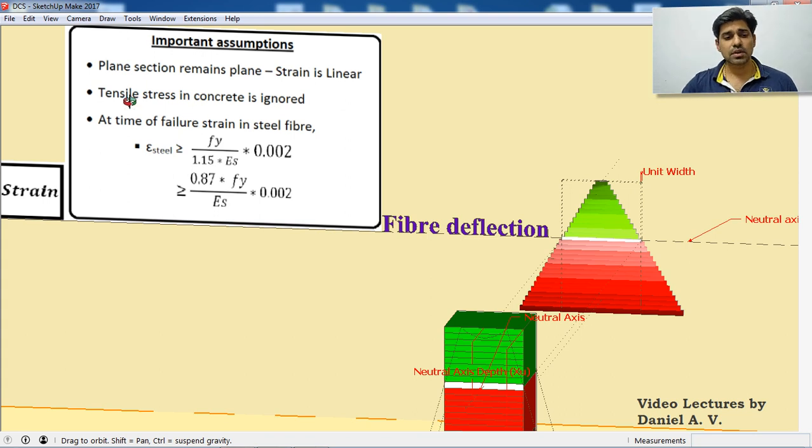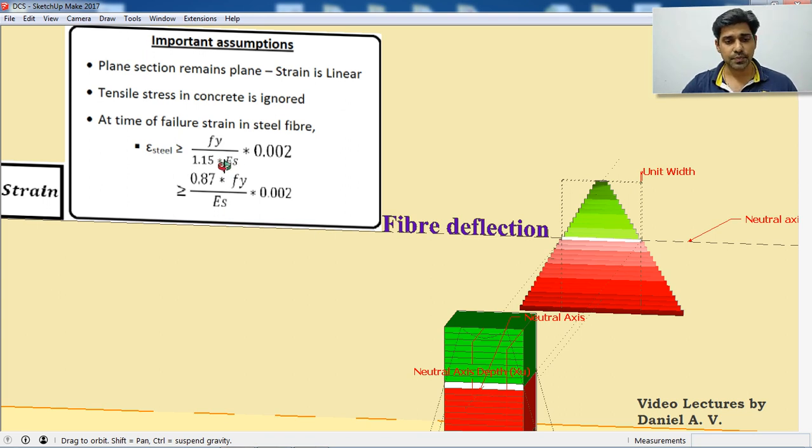The second one we are considering is that the tensile stress in concrete is ignored, which means that the concrete is there both in the compression zone and in the tension zone. Everywhere we have concrete, but we assume that the concrete in the portion marked in red, which means the concrete in the tension zone, is cracked, which means if something is cracked, it won't be able to take any more tension. So we generally tend to ignore this to simplify the calculation.